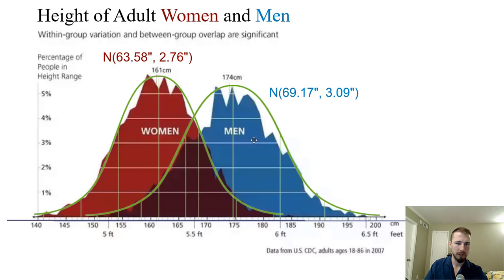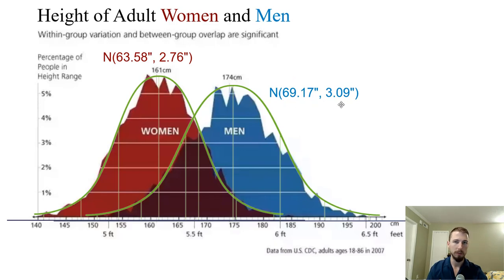Not quite sure where I even got this. This is from the CDC from 2007, adults aged 18 to 86. Sorry about that. So we have two different distributions here. The mean height for women is 5'3", 0.58 inches, with a standard deviation shown there. And for men, it's 5'9" and that many inches, with a standard deviation there.